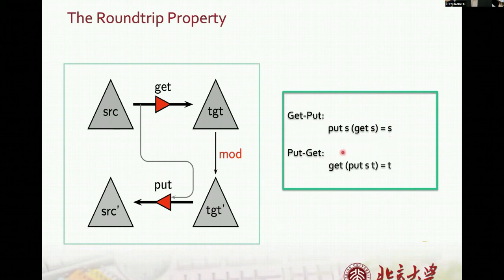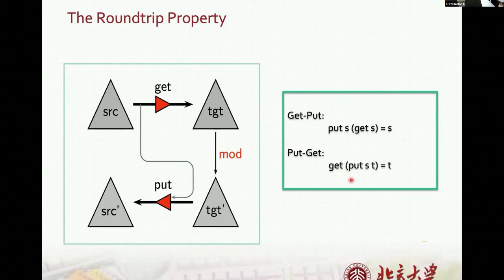Another is called put-get. Actually, this is a very important property. This property means I make some change over the target, and all the change should be reflected, should be embedded in the source. In a sense, you put back this updated view target over the source, come up with the updated source, and then you get again, you can recover all the information of the updated target. Okay, so any updates on the target should be reflected in the source. So the second one is much more important.